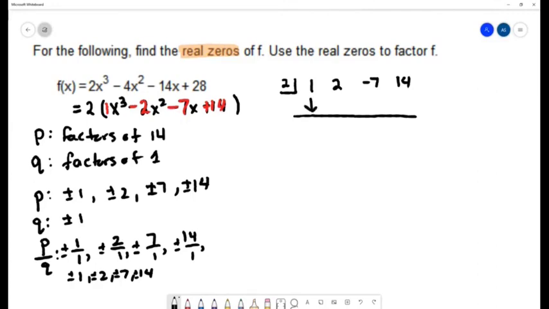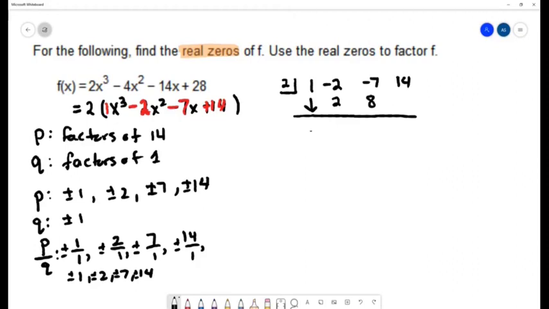Bring the first term down. Multiply. 2 times 1 is 2. We're going to add those together to get 4. 4 times 2 is 8. We're going to add those together to get 1. Okay, let me just pause here for a second because it's not working out properly. Okay, let me make my correction. I noticed that I should have been using a -2 here, so I'm missing this negative.